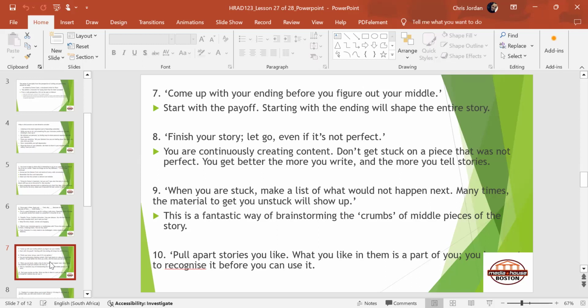Ten, pull apart stories that you do actually like. Once again, as you say, filter. Some things might look good today, but they might not look so great maybe three or four or five days from now.